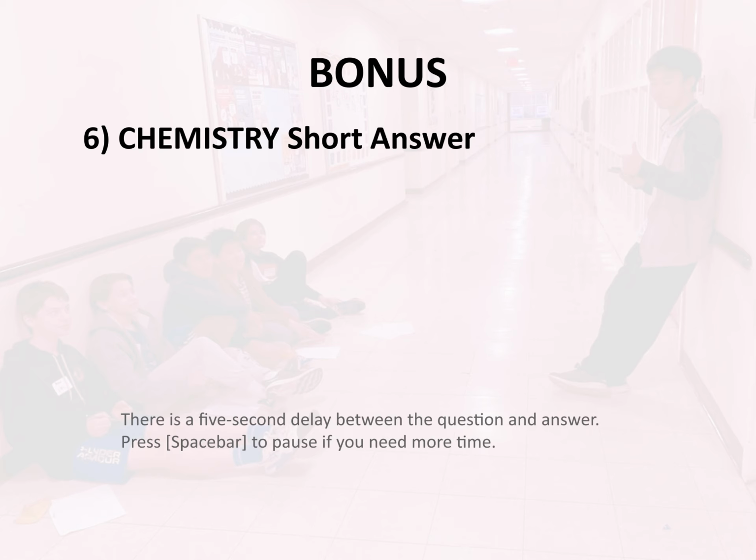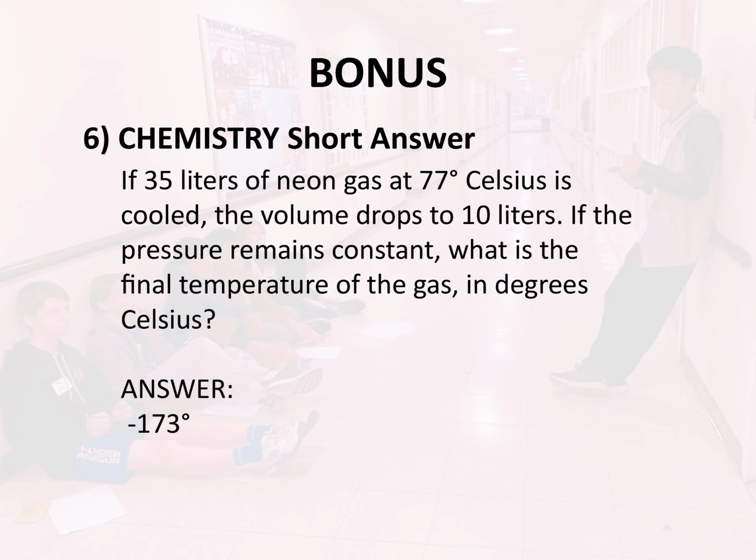Bonus 6. Chemistry. Short answer. If 35 liters of neon gas at 77 degrees Celsius is cooled, the volume drops to 10 liters. If the pressure remains constant, what is the final temperature of the gas, in degrees Celsius? Answer. -173 degrees.